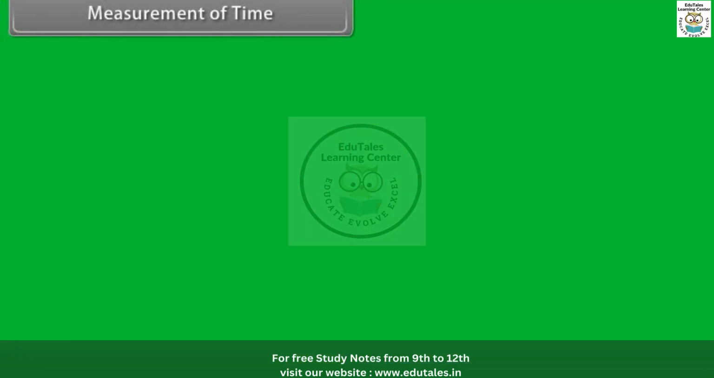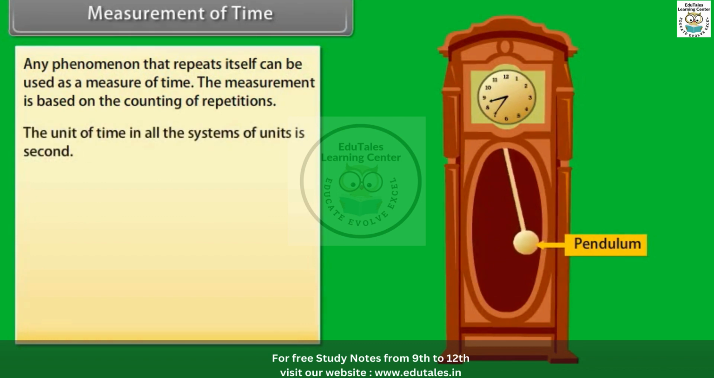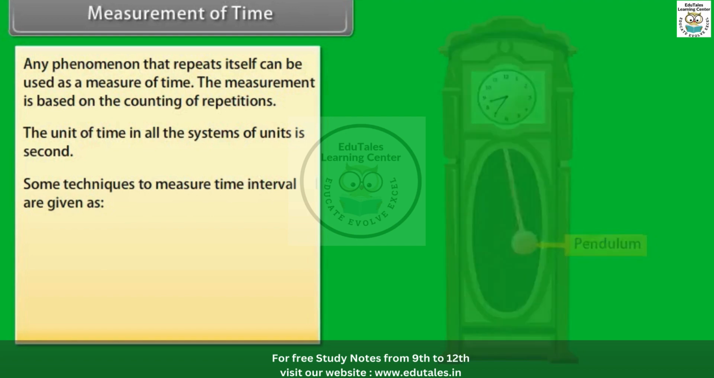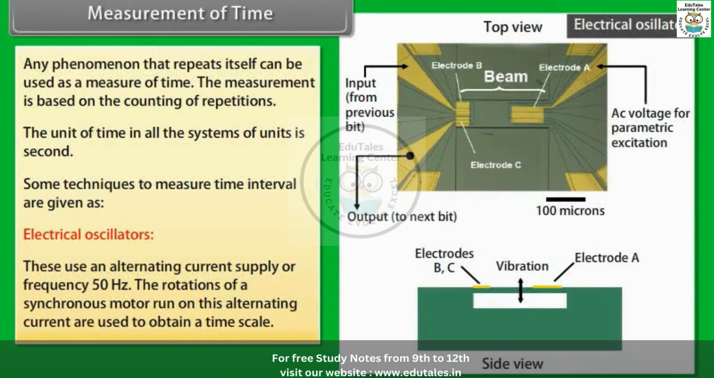Measurement of time. Any phenomenon that repeats itself can be used as a measure of time. The measurement is based on the counting of repetitions. The unit of time in all the systems of units is second. Some techniques to measure time intervals are given as electrical oscillators. These use an alternating current supply of frequency 50 Hz. The rotations of a synchronous motor run on this alternating current are used to obtain a time scale.